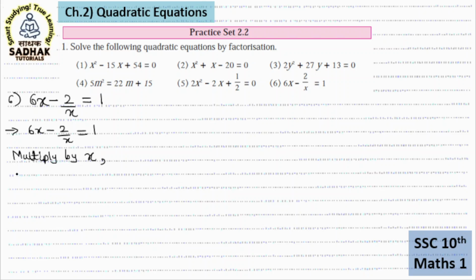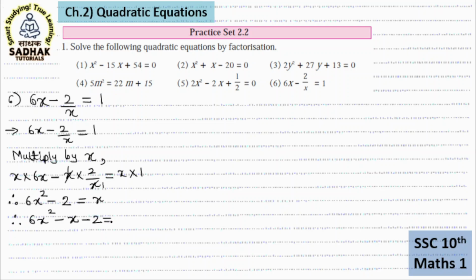So when we multiply by x, what will we get? x multiplied by 6x minus x multiplied by 2 upon x is equal to x multiplied by 1. Okay, so therefore we will get 6x square. Now here x in the numerator, x in the denominator will get divided, cancelled, and we will get minus 2 is equal to x. Okay, so let us write this x on the left hand side so that we can compare it with the standard form. So that will give us 6x square minus x minus 2 is equal to 0.